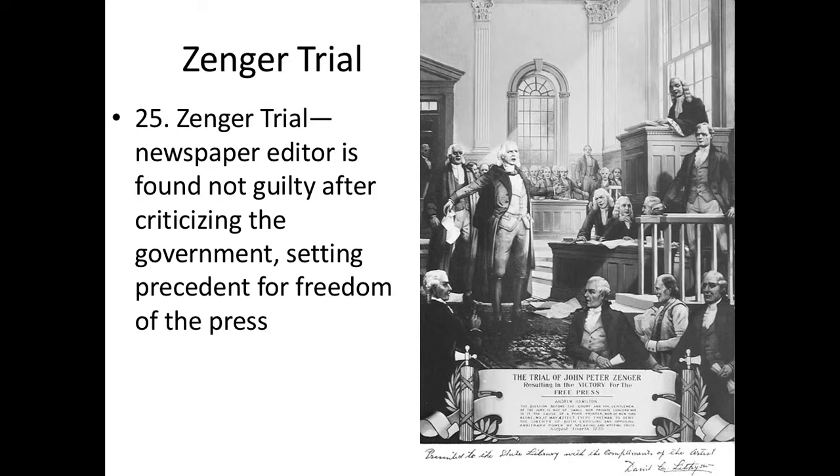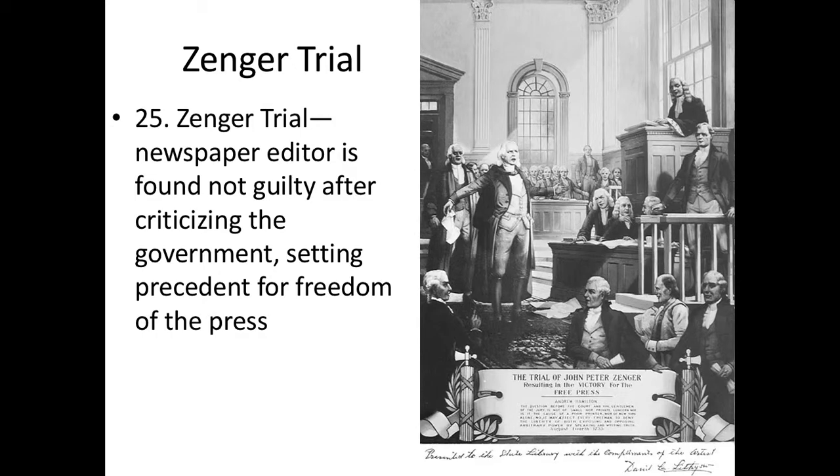And so, what this trial is going to do is he's going to be put on trial, and they're going to go through the court system. He's going to have a jury. They're going to listen to all the evidence, and at the end of this trial, they're going to say that he is not guilty for criticizing the government, that he shouldn't be punished for criticizing the government.